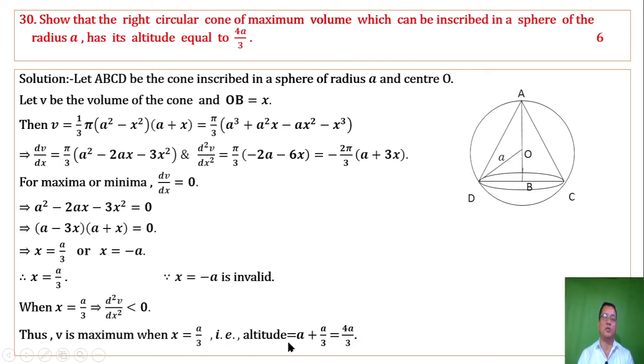That is altitude, which is equal to a plus x. x is a by 3. Sum up, we have 4a by 3. Hence proved.